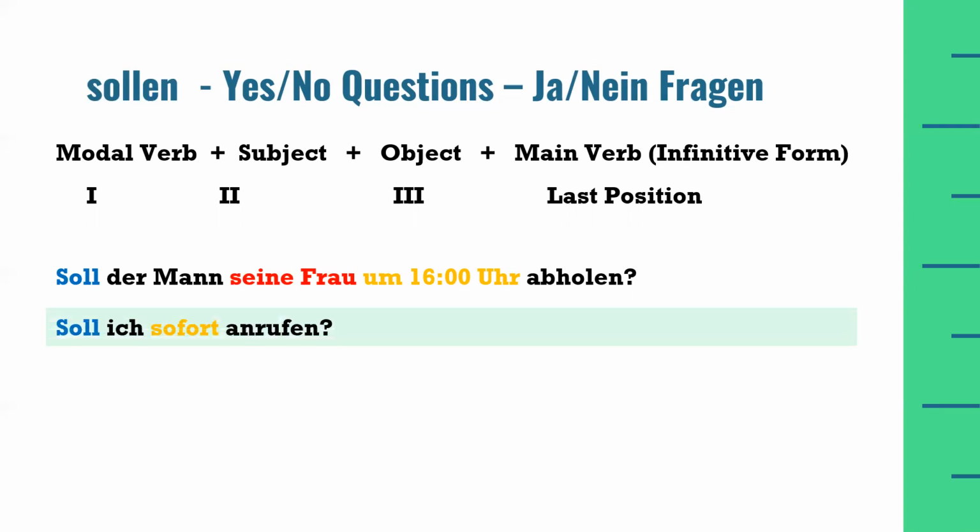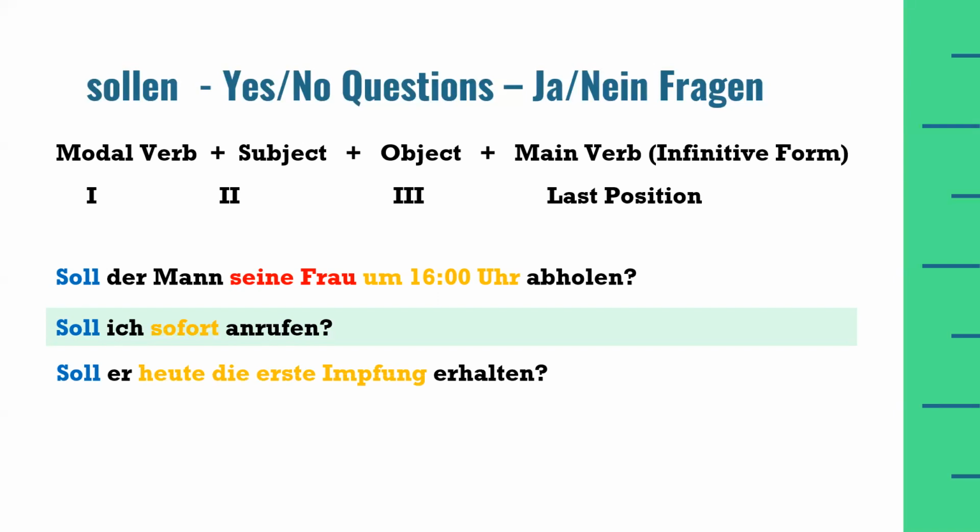Next example is: Soll ich sofort anrufen? Should I call immediately? Again, soll is at the first position, which is conjugated according to the subject ich, which is at the second position. Then comes sofort, which means immediately, and anrufen is the main verb, which comes at the last position of the sentence.